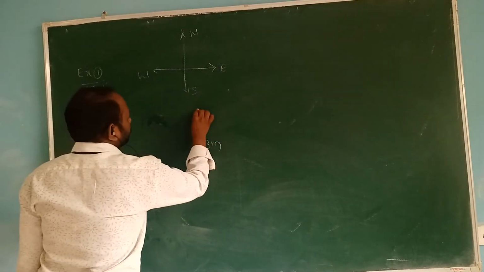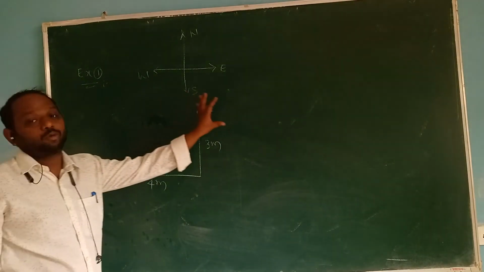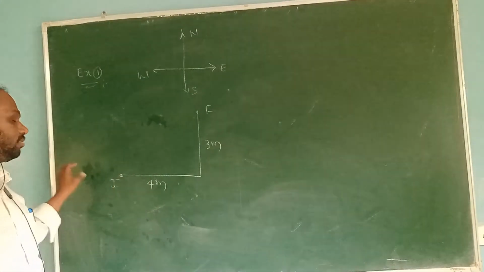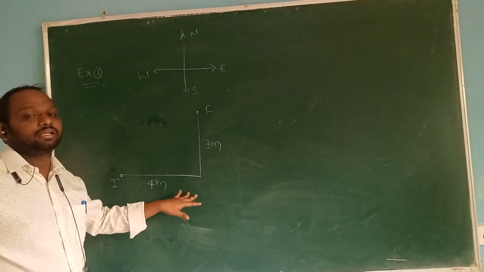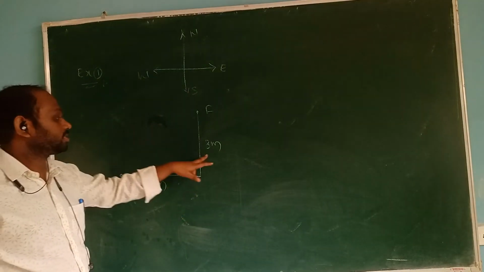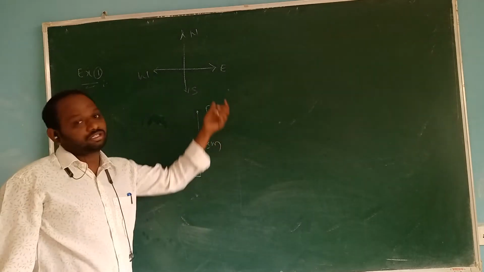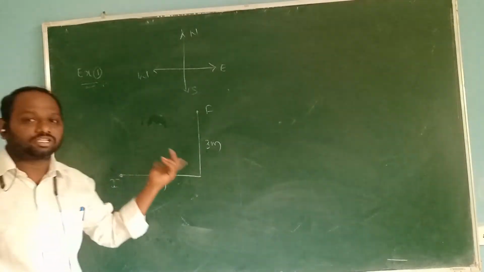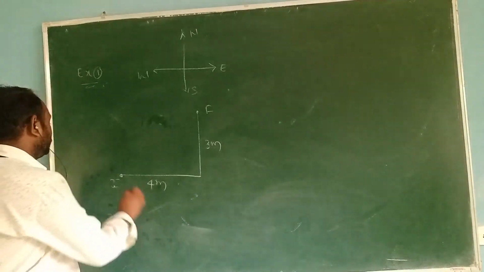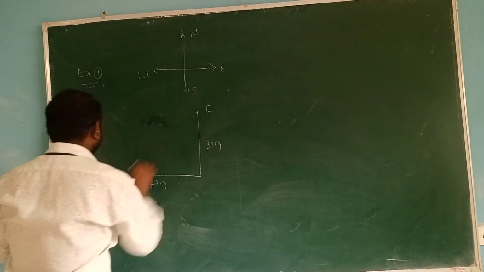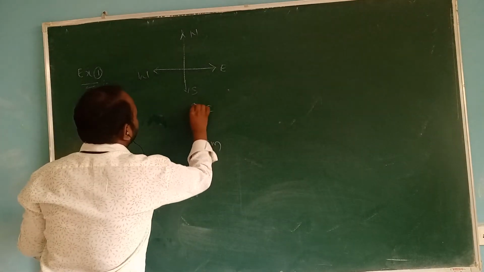This is the final point. The initial point of the boy, and this is the final point of the boy. The boy travels 4 meters east, then takes a turn and moves 3 meters north. So what is the distance and displacement? Here we can find both. This is the initial point, this is the final point. I will call this point A and this point B.